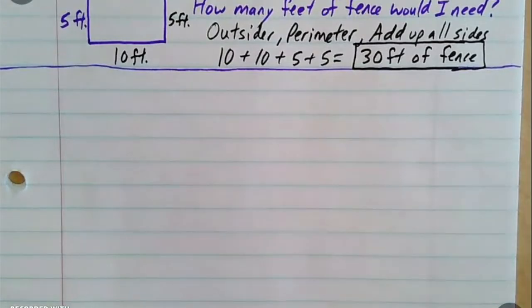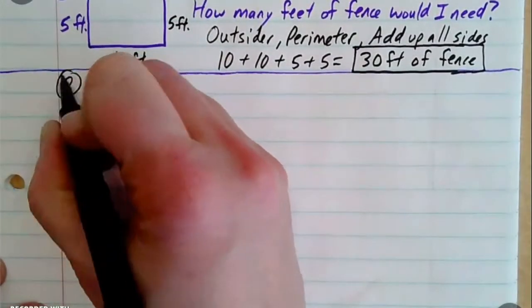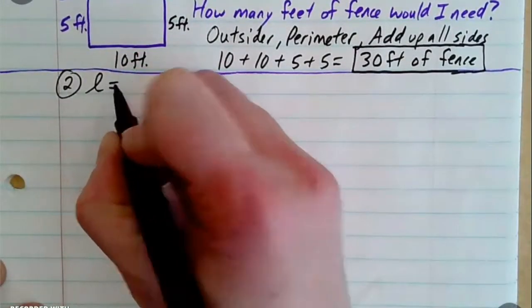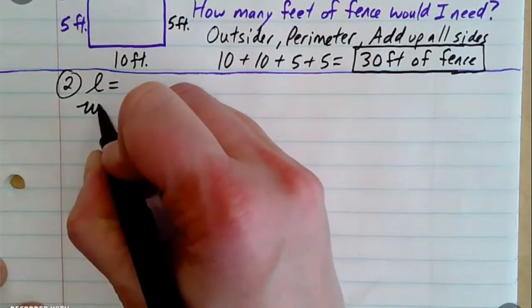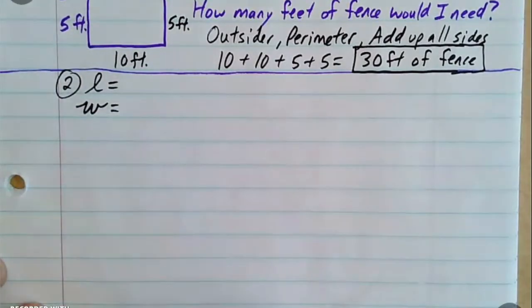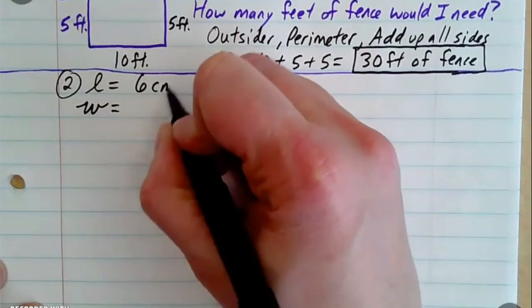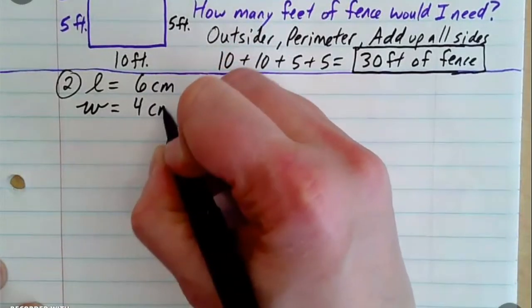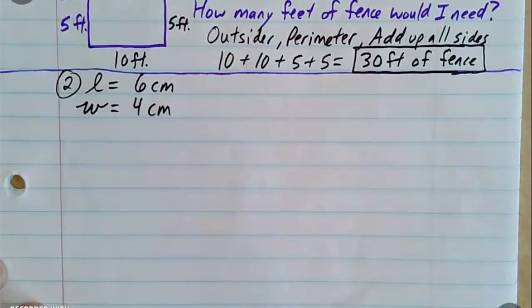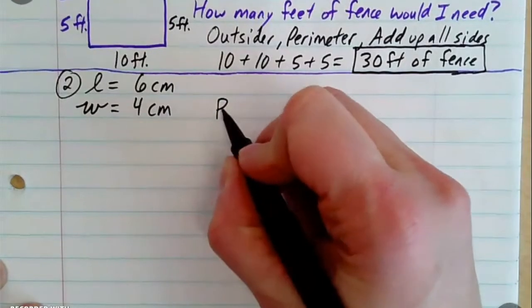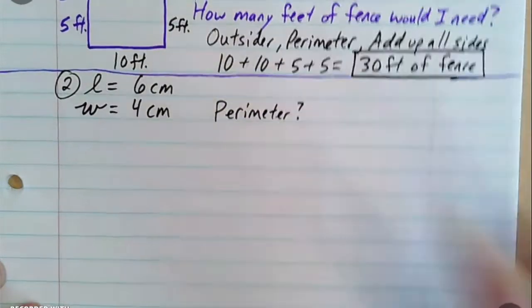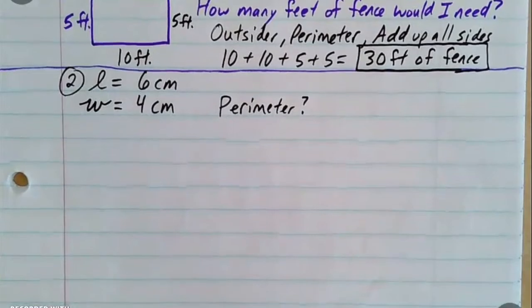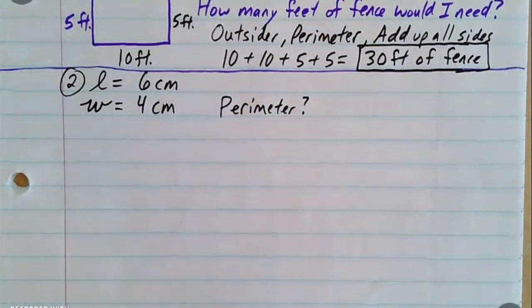The next example, example 2, I'm going to give you a length, that is an L in cursive, and a width, that's a W in cursive. The length I will give you 6 centimeters, and the width I will give you 4 centimeters. And I'm giving you a length and a width, and I'm asking for what is the perimeter? So what do you know based on the information I gave you? I didn't give you a picture. Could you draw a picture?